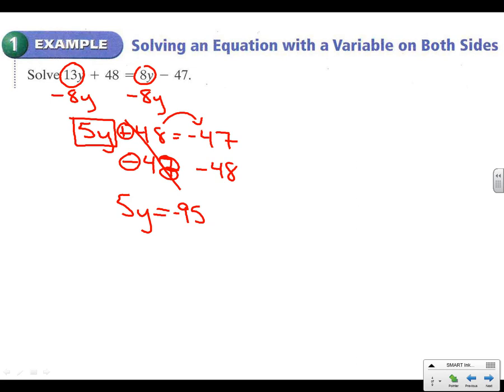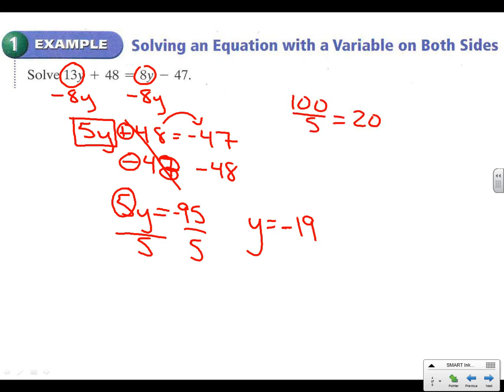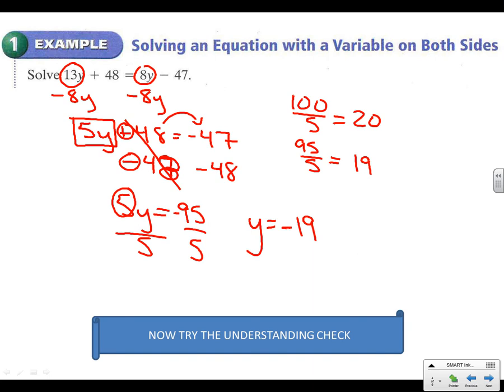One last thing, I want to have y all by itself, so I need to get rid of this 5 somehow. Since this is 5 times y, I'm going to divide by 5. And we'll end up with y all by itself equal to negative 19. I did that in my head. What I was thinking is 100 divided by 5 is 20. That was one piece I knew. So 95 is one set of 5 smaller. So that's going to be 19. So y is negative 19. All right, you're up. Try the understanding check.